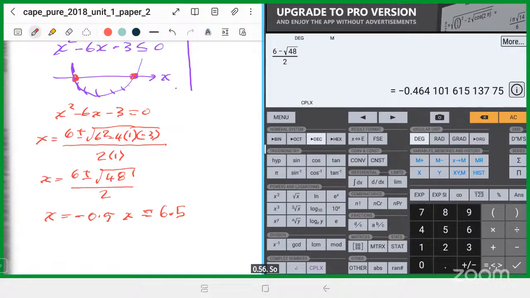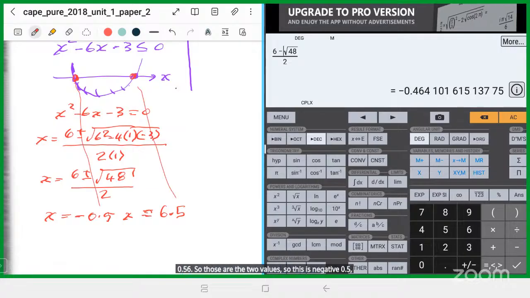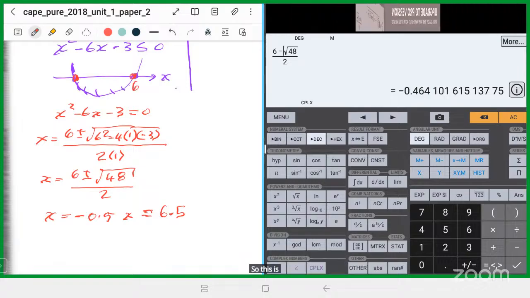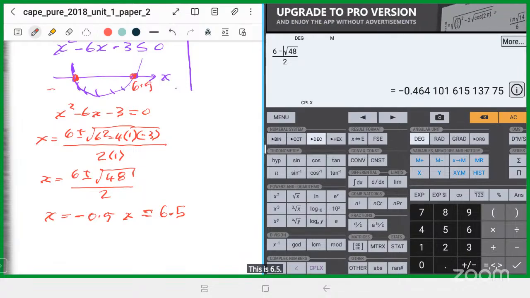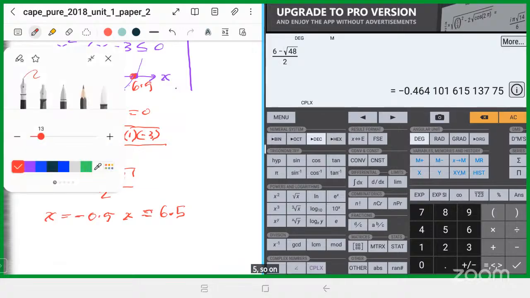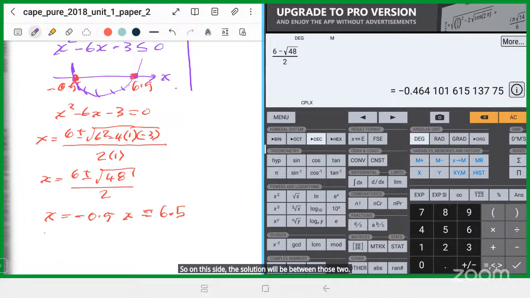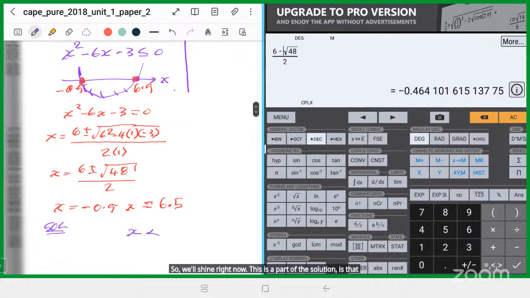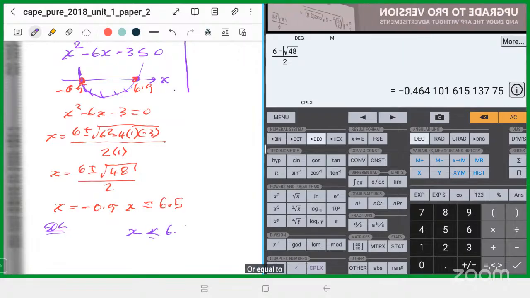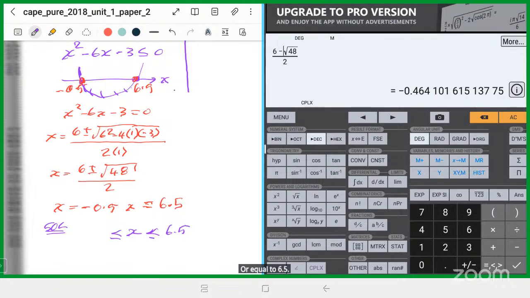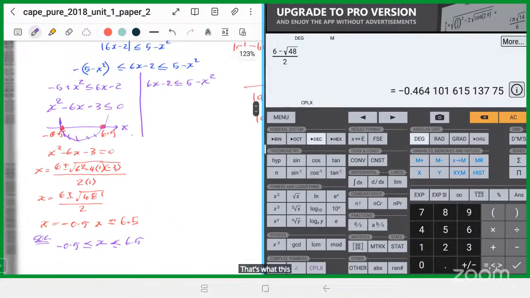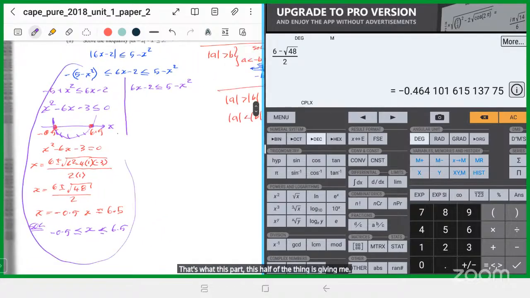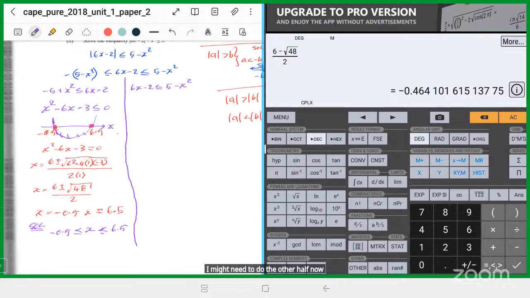So those are the two values. So this is negative 0.5, that is that, right? So this is 6.5 and negative 0.5. So on this side, the solution will be between those two. So the solution right now, which is a part of the solution, is that x will be less than or equal to 6.5 and greater than or equal to negative 0.5. That's what this half of the thing is giving me. I might need to do the other half now. Let's do this part now.